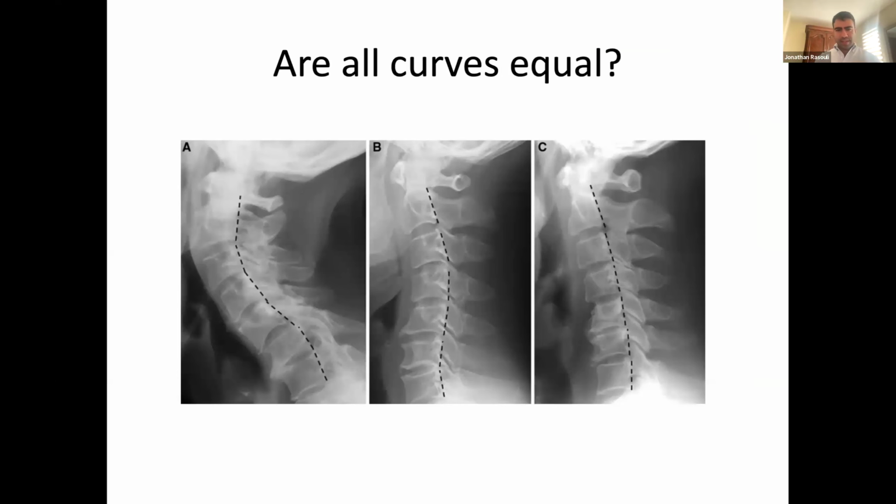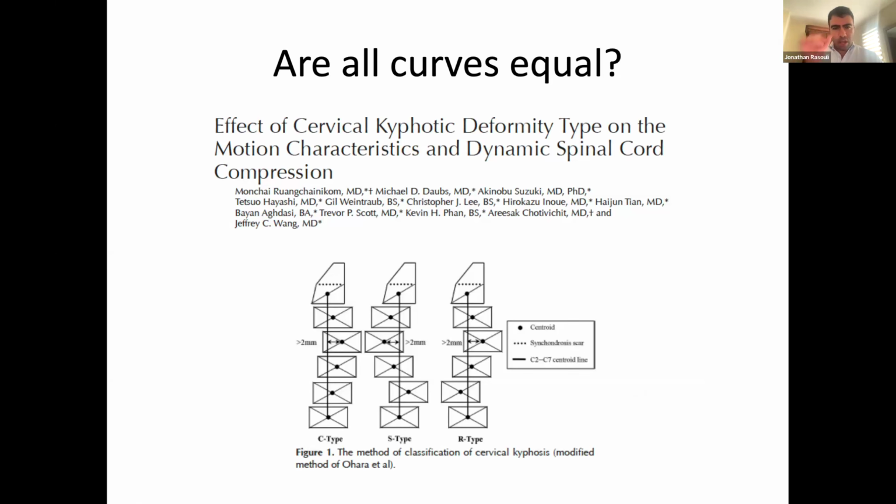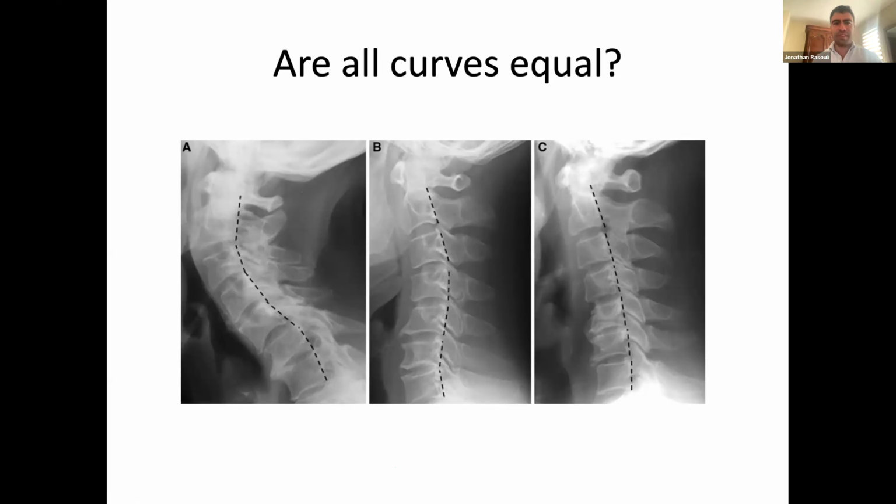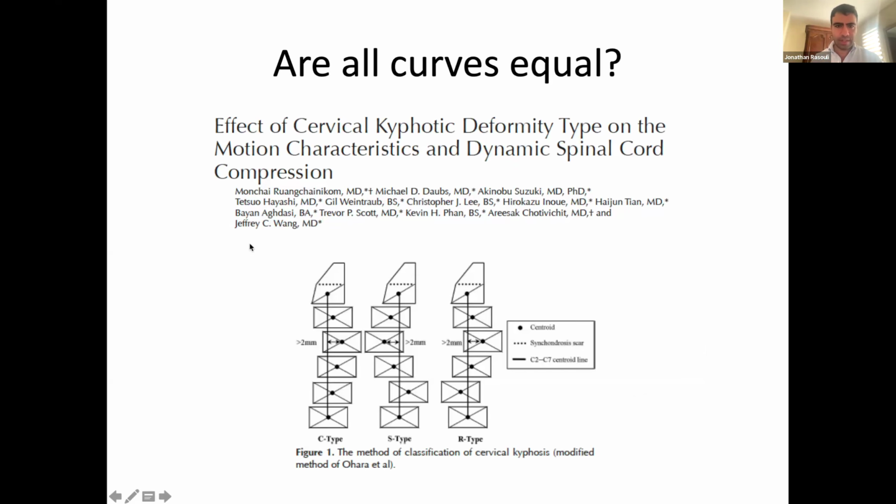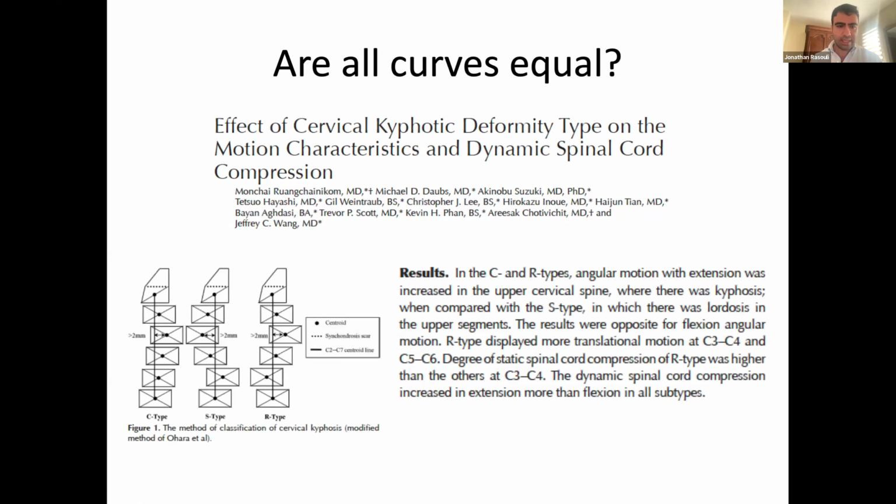Now, one of the things I wondered about: are all curves equal, right? Is the A curve different from the B curve, where the apex of the kyphosis is different, from the C curve, which is probably the most common? And the answer is, yeah, a little bit. When patients who have cervical kyphosis get a flexion extension MRI or flexion extension X-ray, is there a difference in clinical presentation? Is A worse than C or is B worse than A? And the answer is, it's a nice paper, by the way. The answer is, it depends where the apex of the curve is, right?